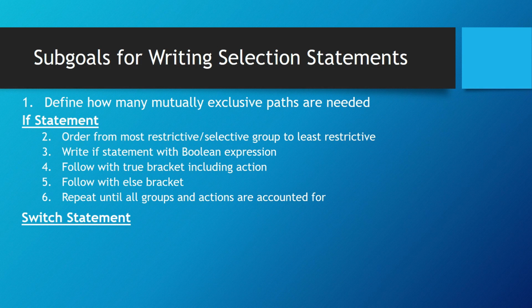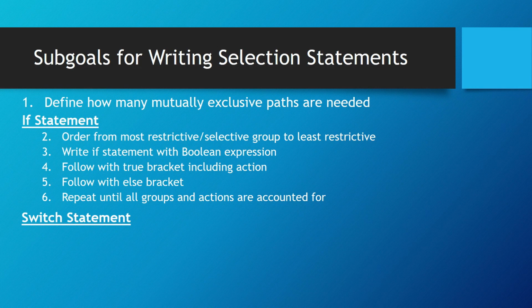For an if statement, the next subgoal is to order from the most restrictive group to the least restrictive group. Then, write an if statement with the Boolean expression. We follow with the true bracket, including the action. We then follow with the else bracket, including the action. Then, we repeat until all the groups and actions are accounted for.